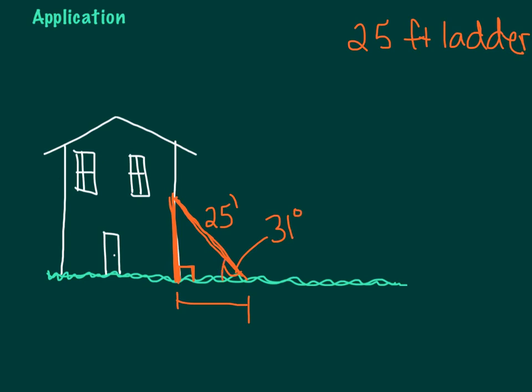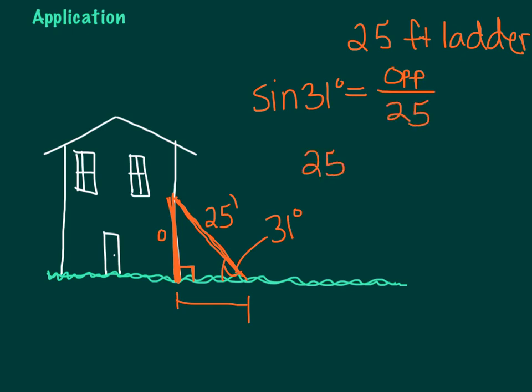So now that we know one angle and one side, we're looking for this opposite side. So we're going to use sine of 31 degrees equals the opposite side over the hypotenuse. So now all I have to do is do 25 times sine 31, and luckily we have our graphing calculator with us. And we will get about 12.876 feet. So these have useful applications in life.